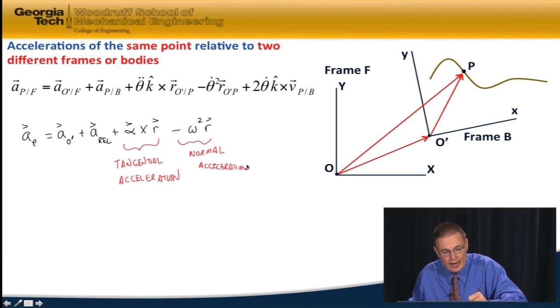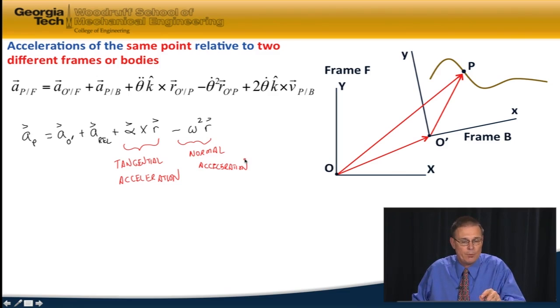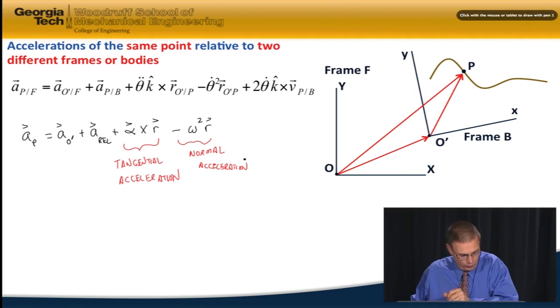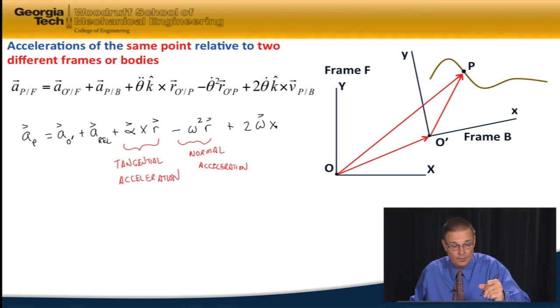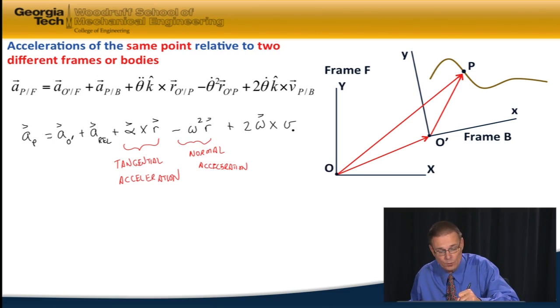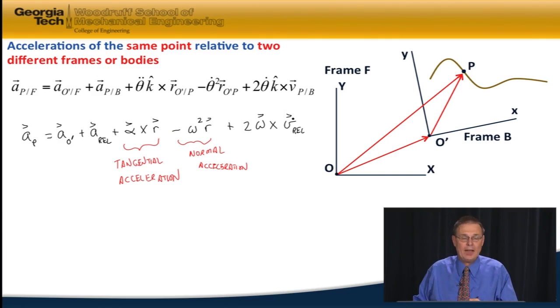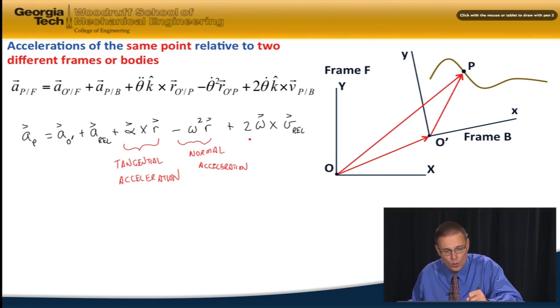And then when we have the acceleration of the same point relative to two different frames or bodies, we get one more term, and that's this plus 2, and theta dot k is omega again, crossed with v of p with respect to b, which is v rel, the relative velocity with respect to the moving frame. And that 2 omega cross v is what we're going to call the Coriolis acceleration.